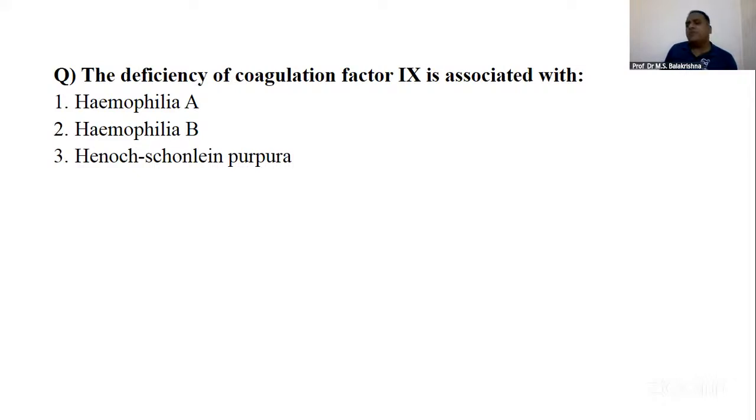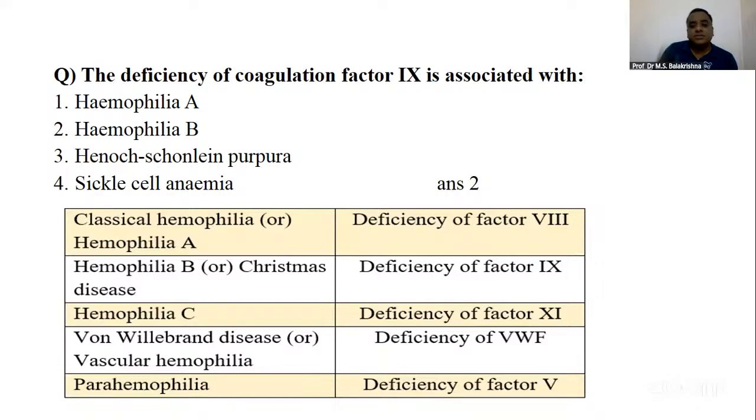Okay. Now coming to an MCQ: the deficiency of coagulation factor 9 is associated with what? Hemophilia A, hemophilia B, or Henoch-Schonlein purpura. This is a direct question. It is hemophilia B. Hemophilia A is deficiency of factor 8. Hemophilia B, or Christmas disease, is from factor 9. Hemophilia C is deficiency of factor 11. Von Willebrand's disease is deficiency of von Willebrand factor. And parahemophilia is deficiency of factor 5. So learn this. This is extremely important. It comes in your exams also.